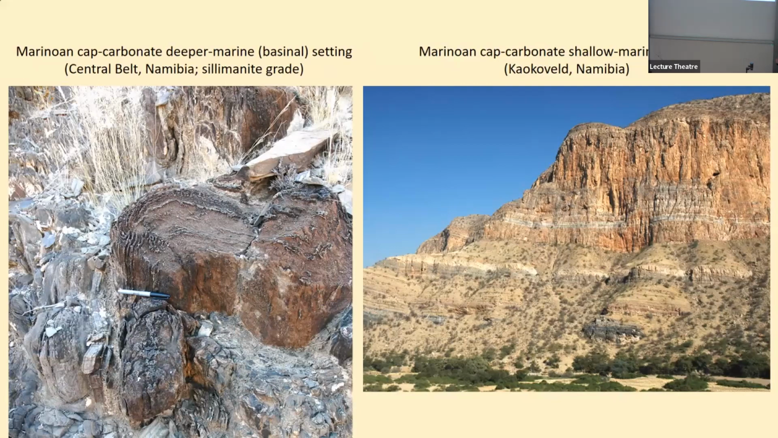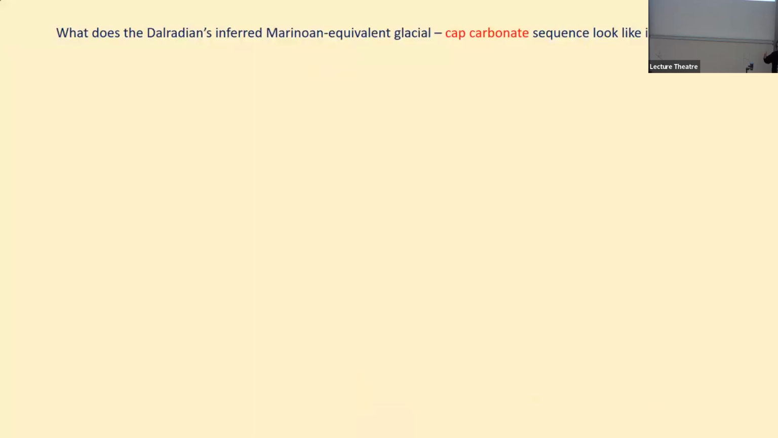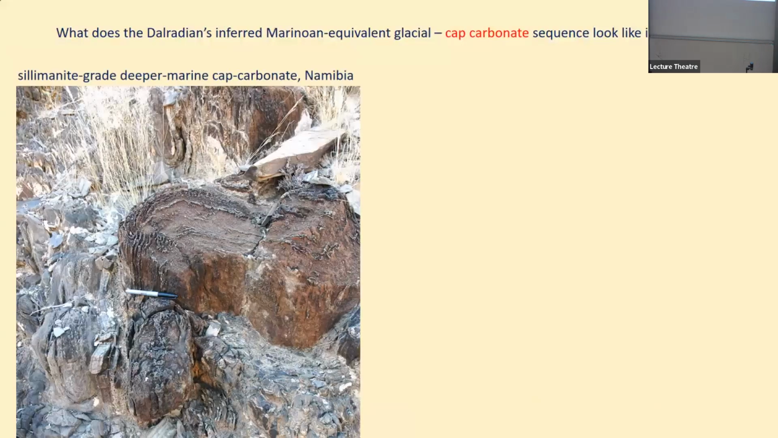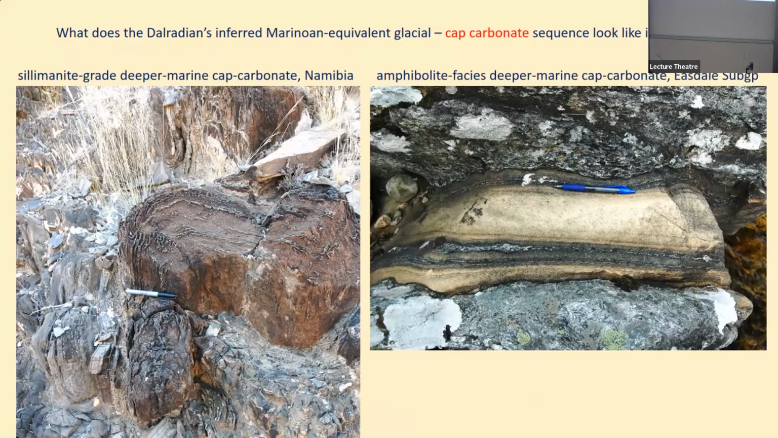So the question then is, if we follow Wally Pitcher's cross-section going from shallower into this basinal facies into Scotland, what would the Maranoan equivalent cap carbonate look like in Scotland? Well, remember, that's what it looks like in Namibia under sillimanite facies. And this is what it looks like in Scotland under amphibolite facies. This is the little brown limestone of Lapworth through Perthshire.